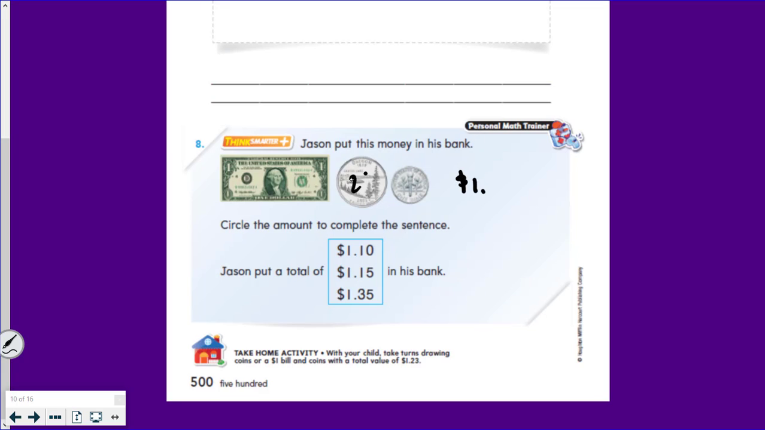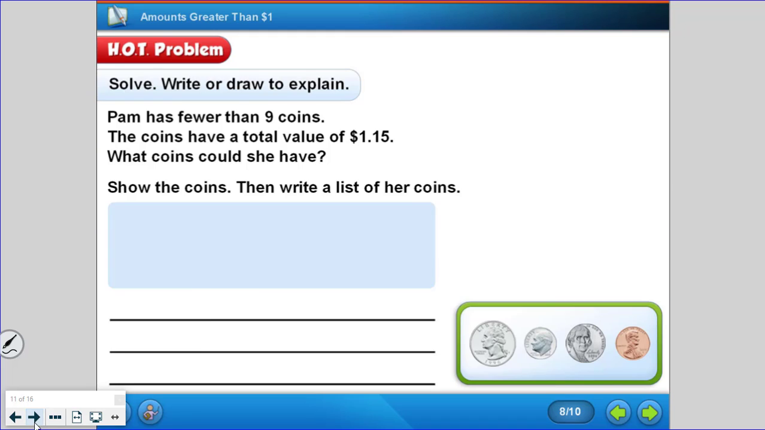And this is a quarter. That's a dime, right? So 25, 35. So $1.35. So that's how much money Jason put in his bank. $1.35. All right, so that's our last regular problem. So let's set you up on your homework.